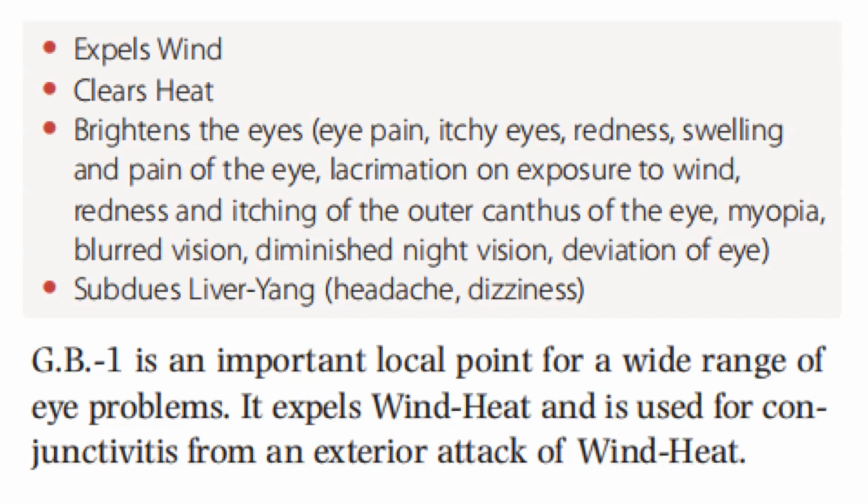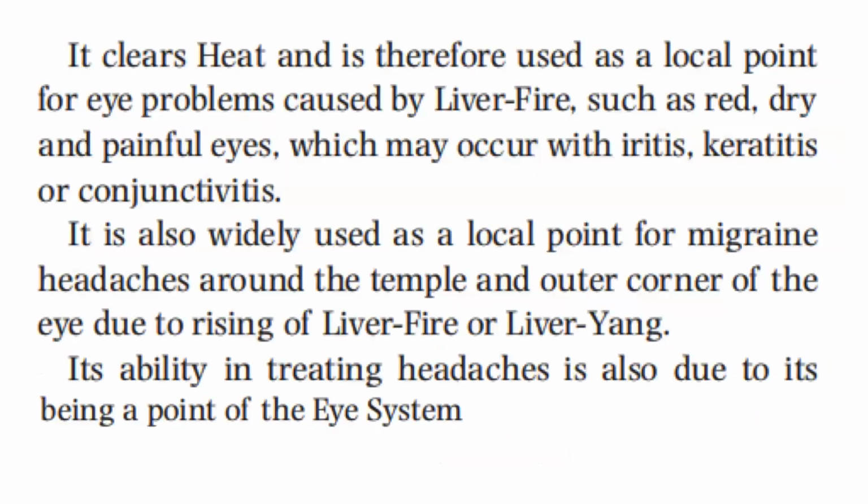GB1 is an important local point for a wide range of eye problems. It expels wind heat and is used for conjunctivitis from an exterior attack of wind heat. It clears heat and is therefore used as a local point for eye problems caused by liver fire, such as red, dry, and painful eyes, which may occur with iritis, keratitis, or conjunctivitis. It is also widely used as a local point for migraine headaches around the temple and outer corner of the eye due to rising of liver fire or liver yang.